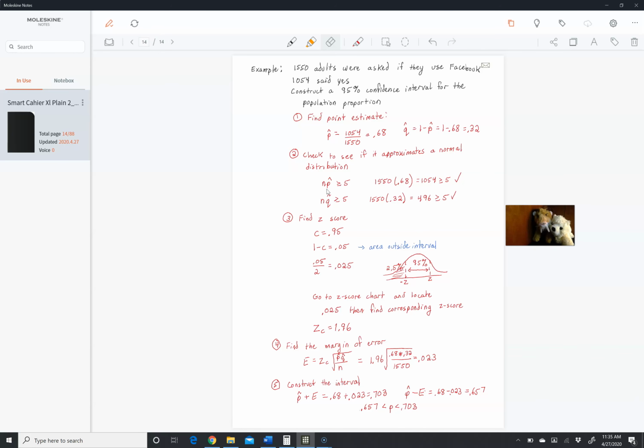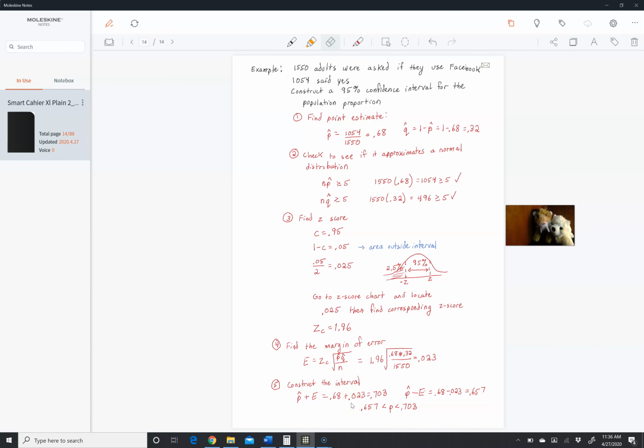Now, to find the z-score, we have to know the level of confidence, which here was 0.95. So 0.95 is within the interval. We found the area outside of the interval, because to find the z-score we're only looking at areas to the left. The area outside the interval is 0.05, and we only want the area on the left, so we divide it by 2. Then we went to our z-score chart, found the z-score for an area of 0.025, and got 1.96. Remember, you just take the positive value.